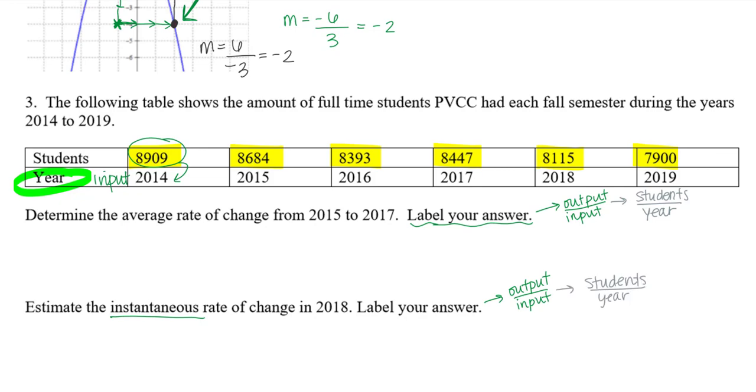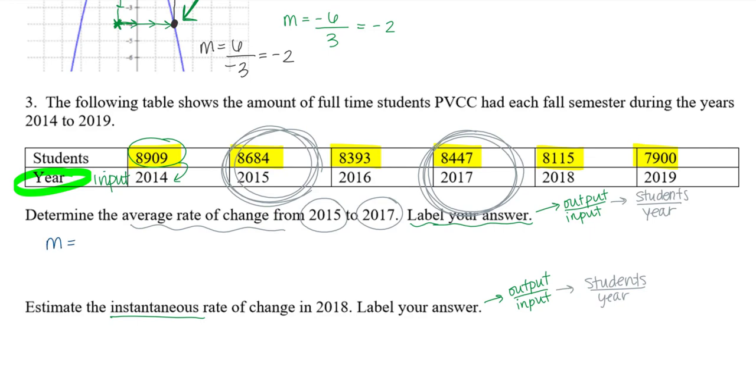Well, it says determine the average rate of change from 2015 to 2017. So I'm only looking at this information right here and this information right here. Okay, for this question, nothing else matters. Again, 2015 and 2017 are my years. Those are my independent variables, so those are my inputs. So what I want to do to calculate this slope or average rate of change is say that this is going to be the output. So I'll let this 2017 be my second point.